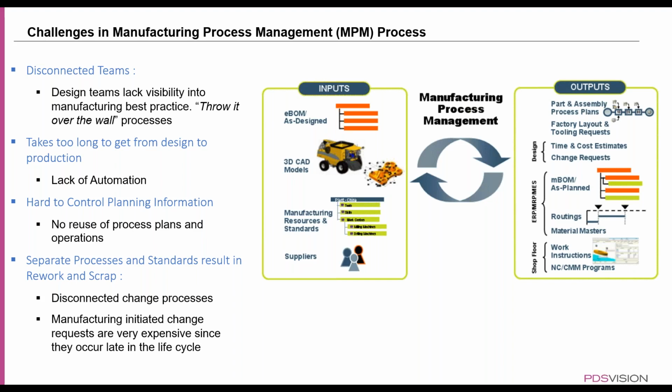And obviously, this one I've talked about is the disconnected change processes. The change that's done in the manufacturing could potentially affect or impact engineering or design, but because there is no connection between the two, manufacturing will just handle it that side, get the product out, and not communicate that change back to engineering.